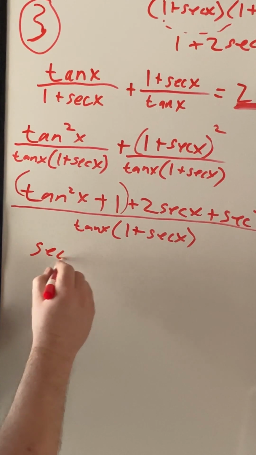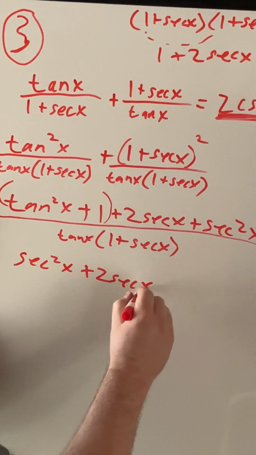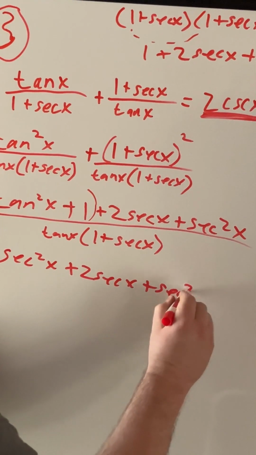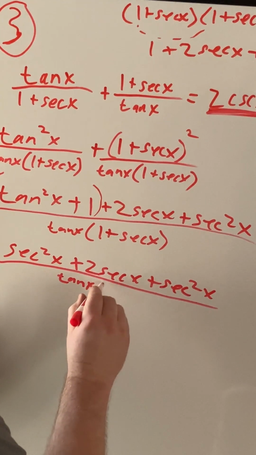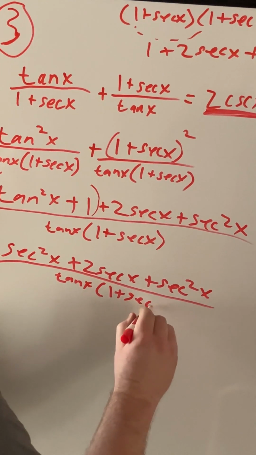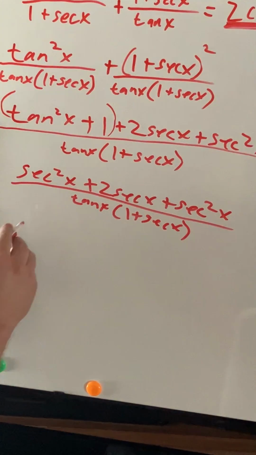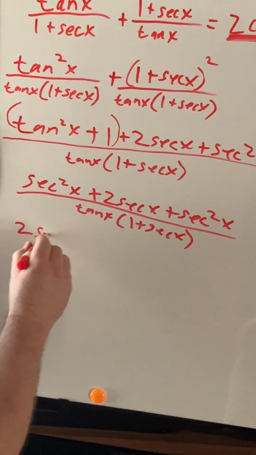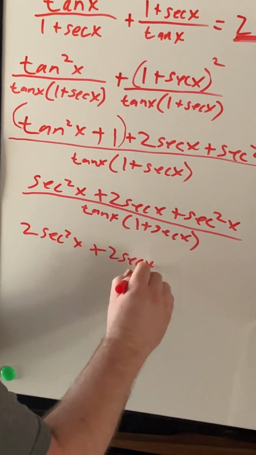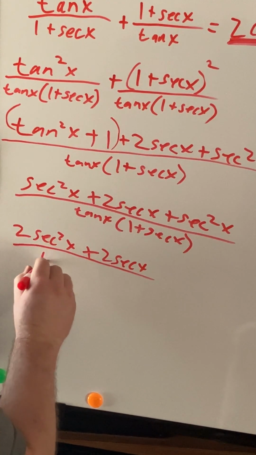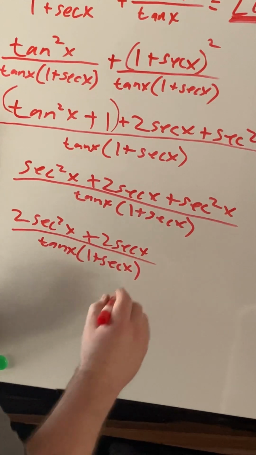So this turns into secant squared x plus 2 secant x plus secant squared x all over, I guess I'll just keep writing the denominator out for continuity. Okay, now what's secant squared x plus secant squared x? 2 secant squared x plus 2 secant x, still over tan x times 1 plus secant x.